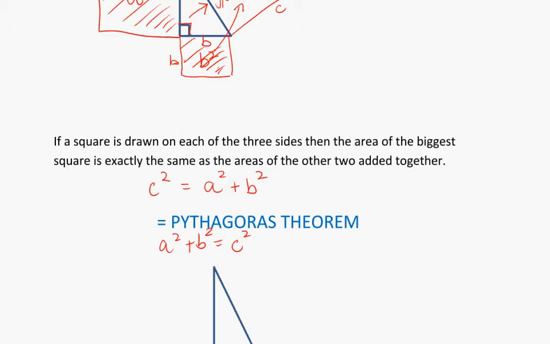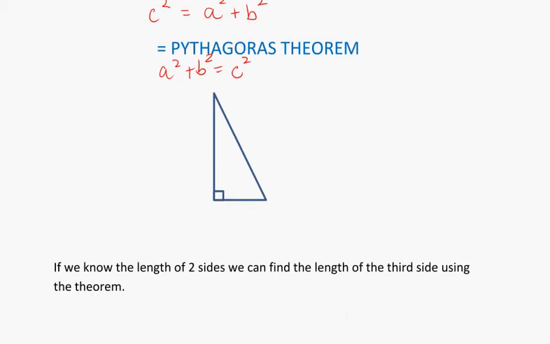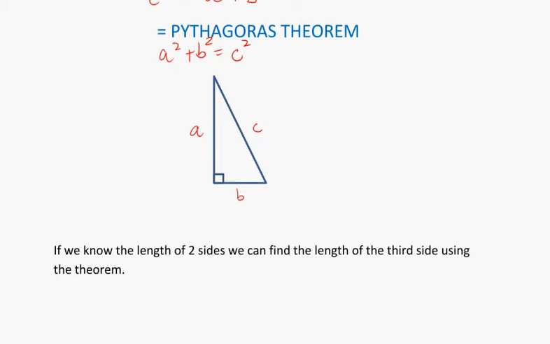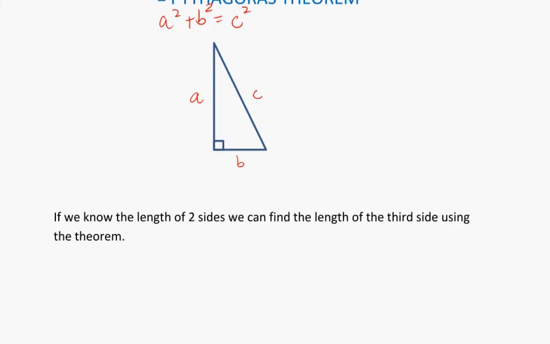The beauty of this theorem is that if you're given two sides, you can always find the third side. You could be given A and B and find C, or be given A and C and find B, or be given B and C and find A. As long as you know two sides, you can find the length of the third side. Okay, let's try an example.